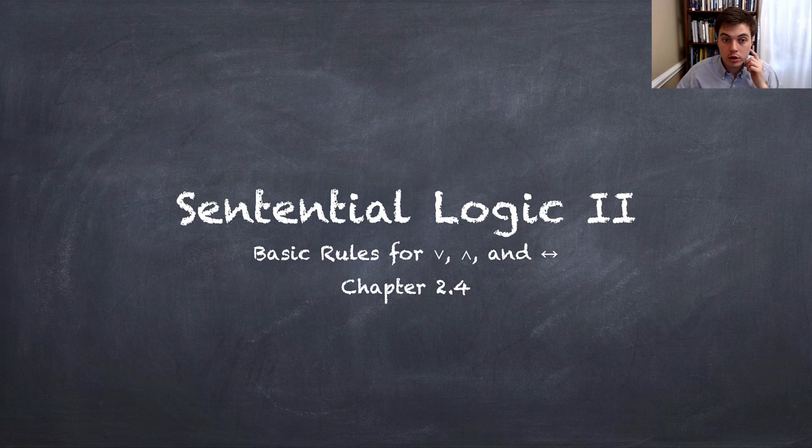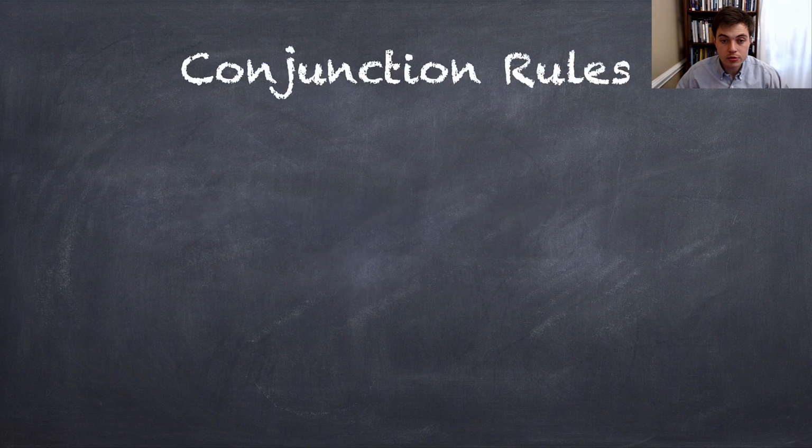All right, welcome. We're going to be talking about our final set of basic inference rules in sentential logic. 2 rules for disjunction, 2 rules for conjunction, and 2 rules for biconditional. You can think of these as introduction rules and elimination rules. For each of our new connectives, there is a way to introduce the connective and a way to eliminate the connective. Sometimes they're called introduction and elimination rules, although those aren't the official names we'll be using.